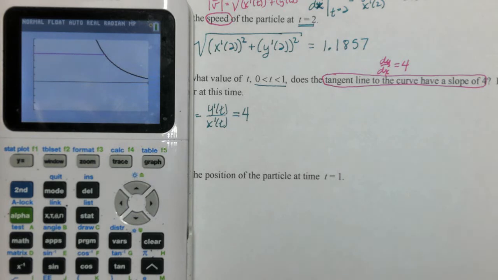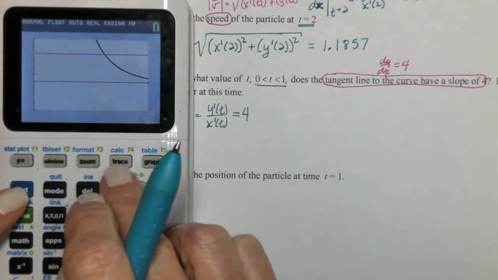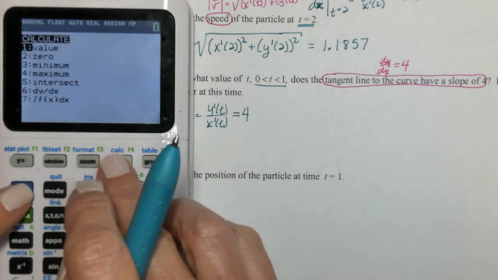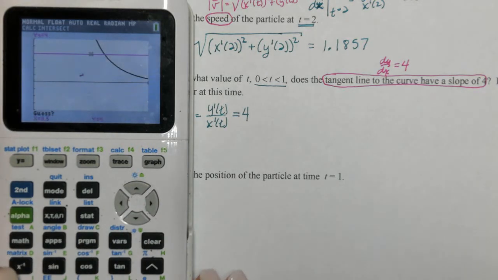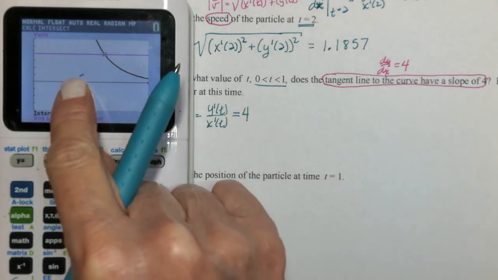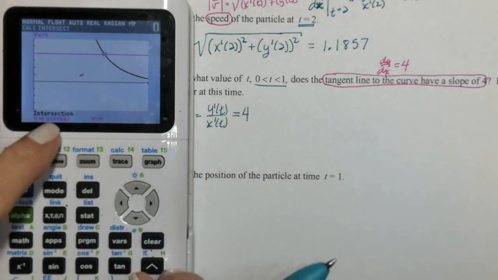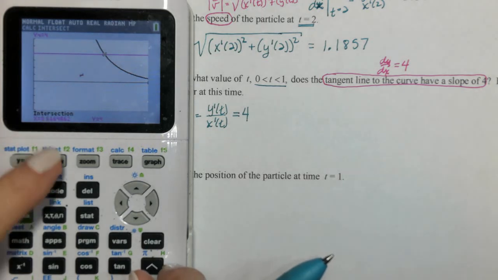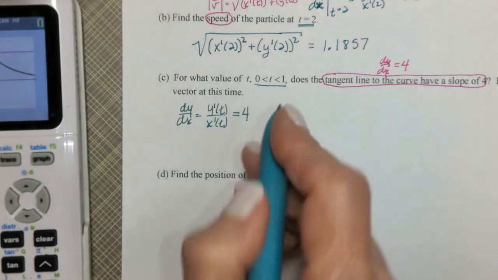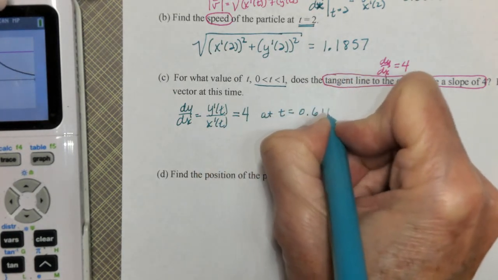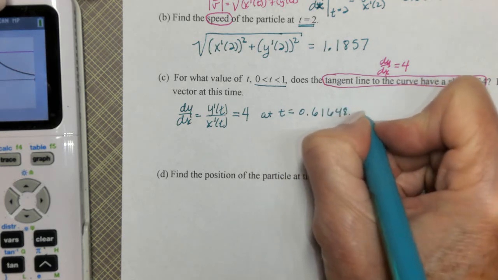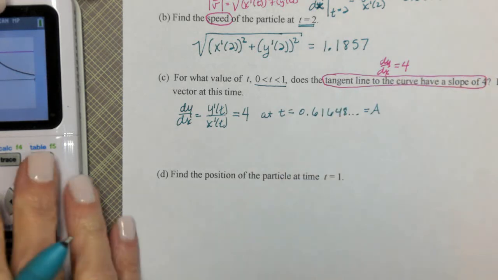There's my slope, and there's my 4, and sure enough there's 1 spot. So let's find the intersection. Second calc, and then 5 for intersect. Enter, enter, enter. My calculator had a little bit of a blip on there. But anyway, there's that one time. I know I'm done with the intersection when it says intersection. So this occurs at t equals 0.61648 blah blah blah, and I am going to put that in for A.